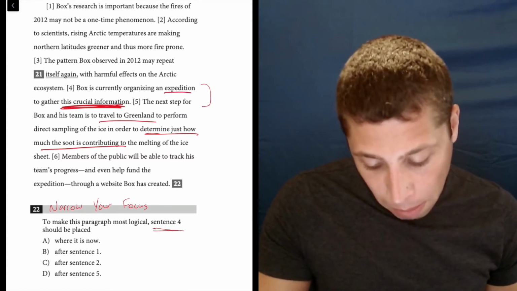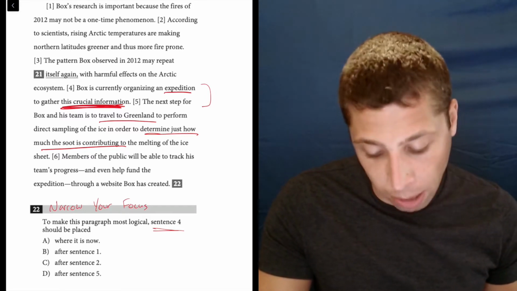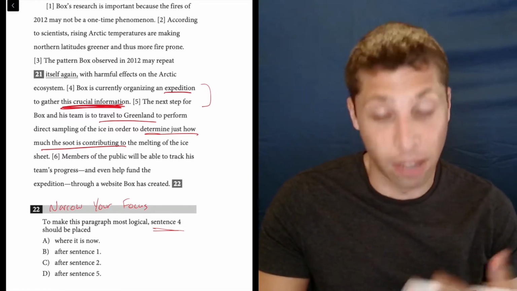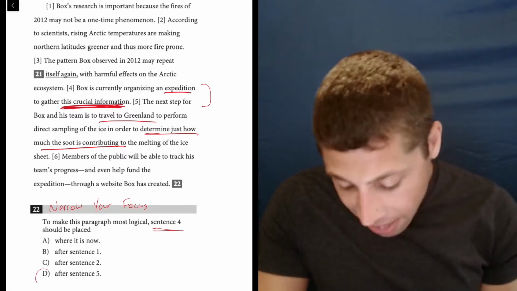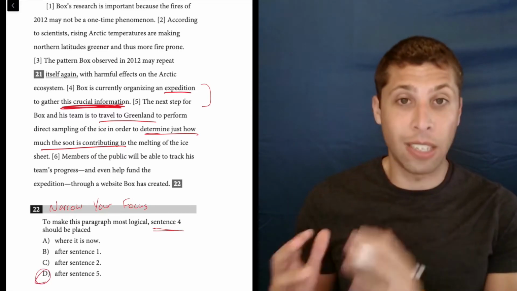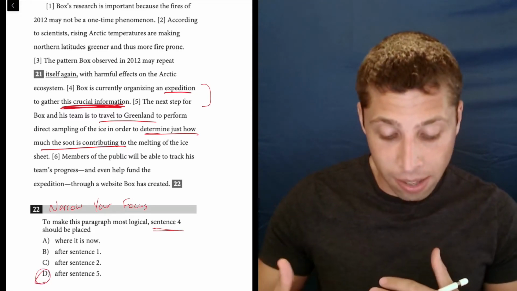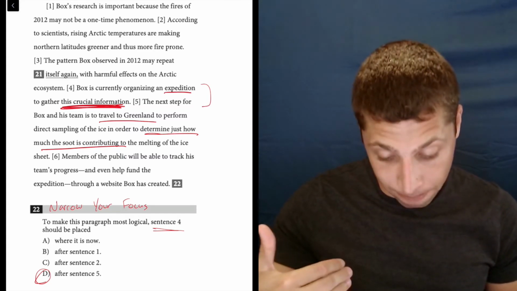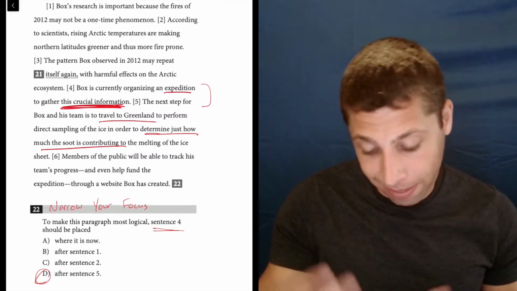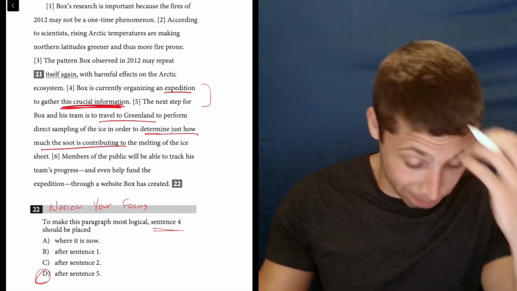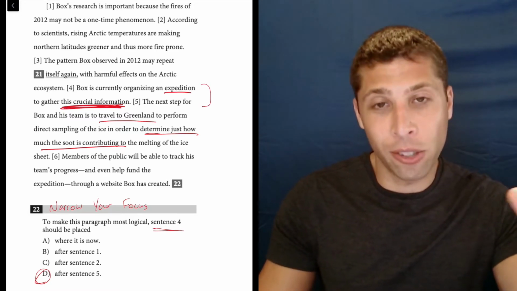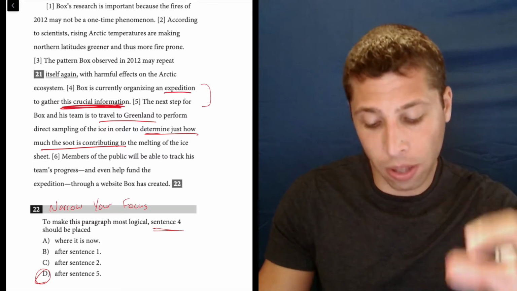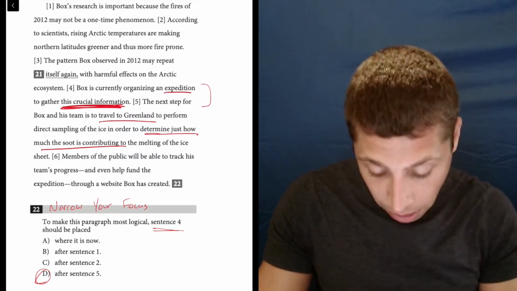Members of the public will be able to track his team's progress and even help fund the expedition through a website Box has created. Okay, so that sentence doesn't matter. But D is very obviously the answer here because it's introducing both the expedition and the soot melting in the same sentence. And so the connection with number 4 is very clear.